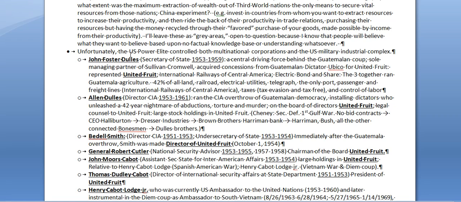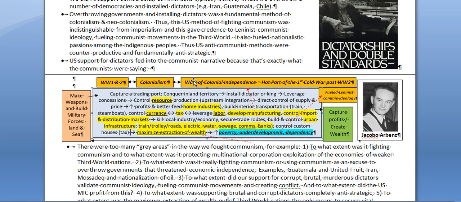So, unfortunately, the U.S. polity controlled both multinational corporations and the military-industrial complex. So they profited at both ends. They profited by exploiting the resources and economies of the country, and then they profited off the conflict it created. It was a win-win situation for the power elite of this country. They benefit from both ends of this arrangement.